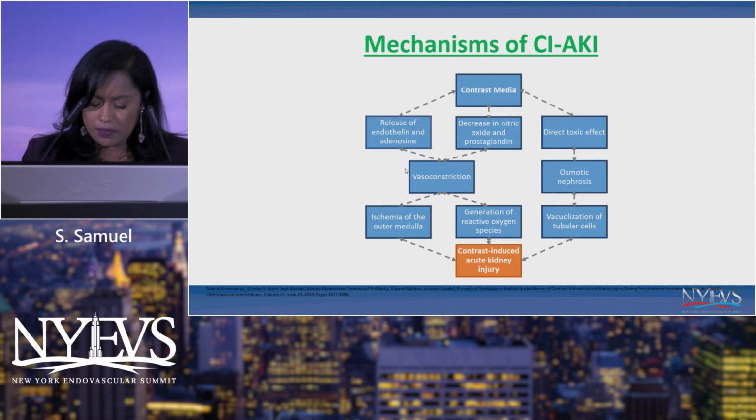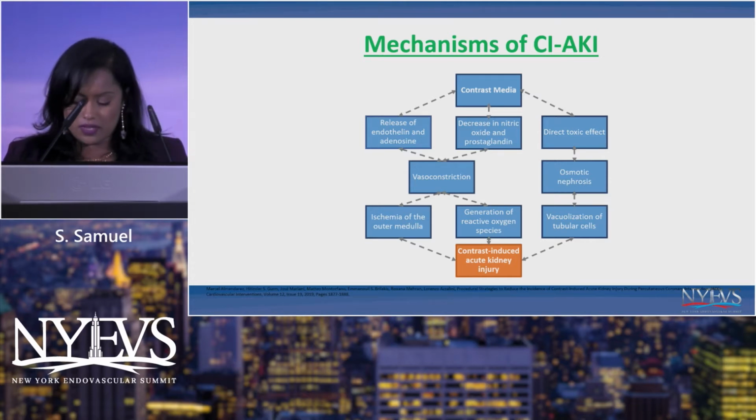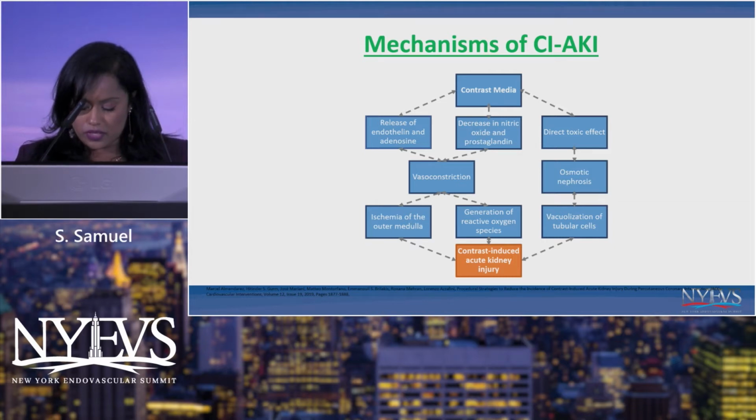So now let's look at the mechanisms behind how this occurs. There is both direct and indirect damage that can cause a kidney injury. When contrast is delivered, there are direct toxic effects on the tubular cells. This is called osmotic nephrosis. When considering the indirect effects, the main takeaway is that the contrast induces vasoconstriction. There is a lot more that goes on at the cellular level, but this vasoconstriction in turn reduces the glomerular blood flow and oxygen delivery.